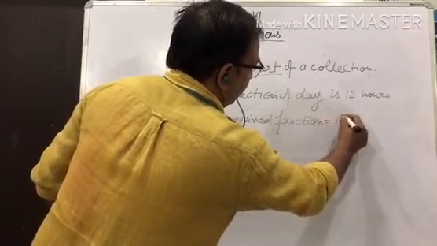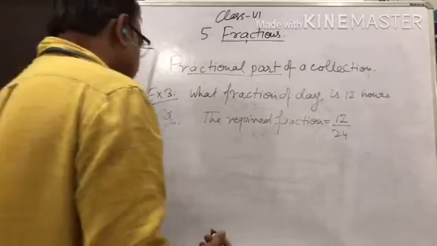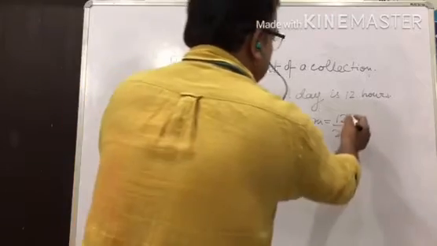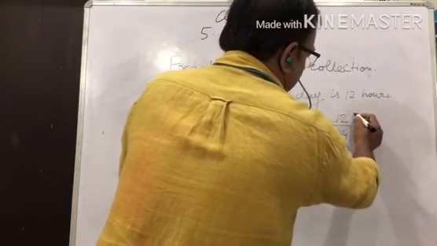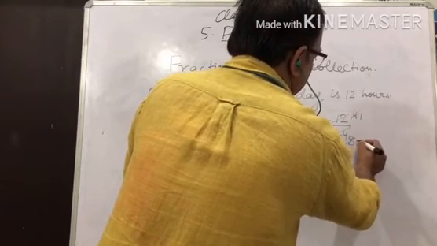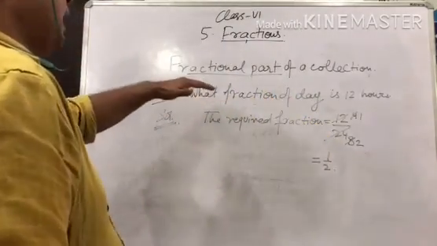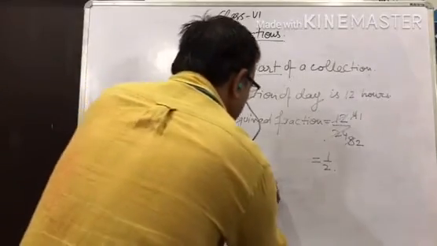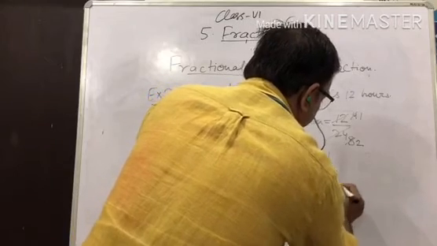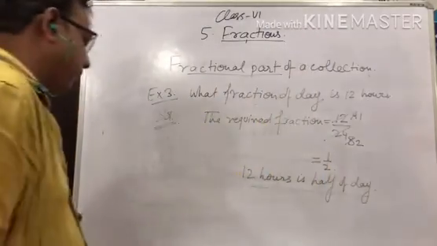is equal to 12 upon 24. You can cancel it. The required fraction is 12 upon 24. You can cancel it. This is 3 fours and this is 3 eights. It's 1 and it's 2. The fraction is 1 upon 2, meaning 12 hours is half of a day. 12 hours is half of a day.